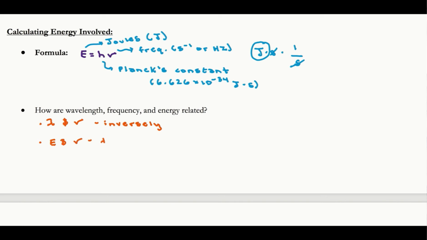So energy and frequency, when one goes up, the other goes up as well. We call that a direct relationship. They are directly related. Okay? Which begs the question, if energy and frequency are directly related, that means energy and wavelength, what is their relationship? Well, their relationship is going to be inversely related, since frequency and wavelength are inversely related. Okay, so let's do some actual math practice problems to see how to calculate energy.